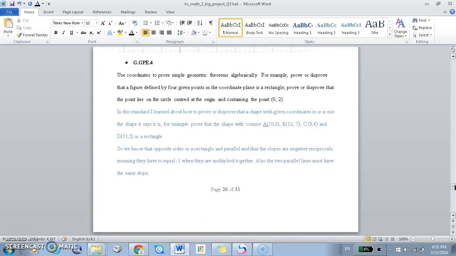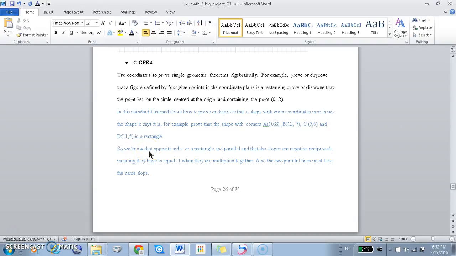So the next standard, GPE4. In this standard, I learned how to prove and disprove that a shape with given coordinates is or is not the shape that it says it is. So for example, if I wanted to prove the shape with the corners with the coordinates of A (10, 8), B (12, 7), C (9, 6), and D (11, 5) is a rectangle, how do I do that?